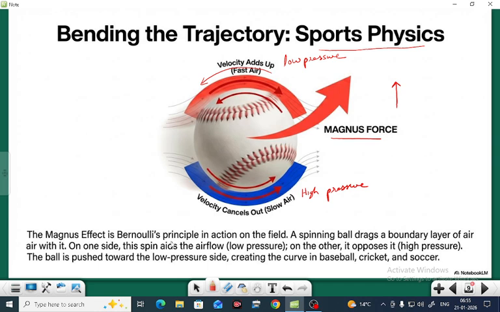The Magnus effect is Bernoulli's principle in action on the field. A spinning ball drags a boundary layer of air with it. On one side, this spin aids the airflow, low pressure. On the other, it opposes it, high pressure. Here, the velocity adds up.